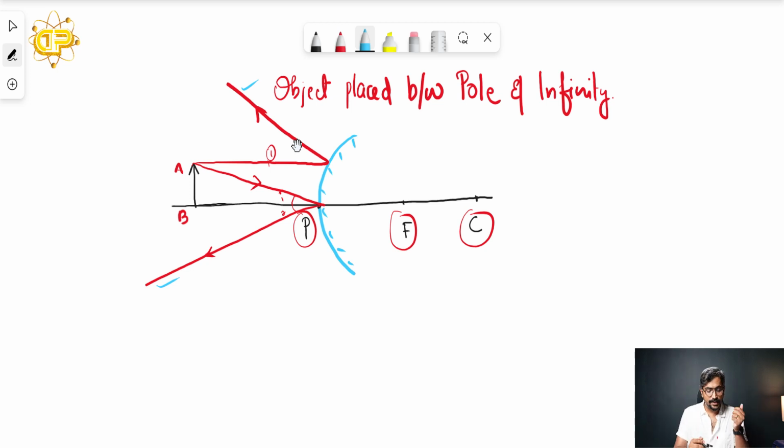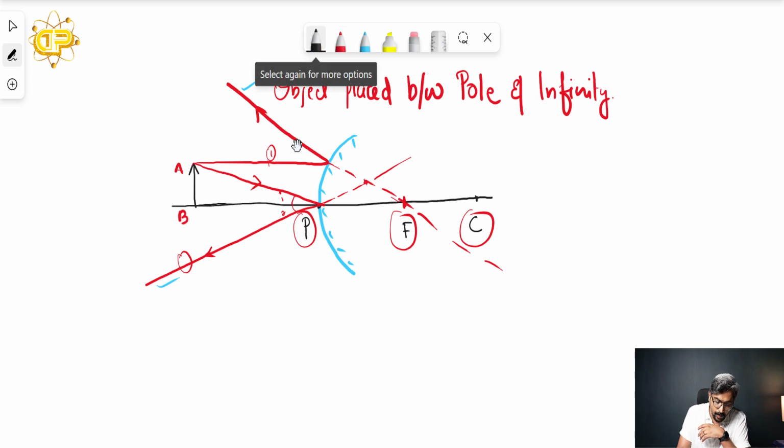They will not meet anywhere in real condition. So what you will do, you will extrapolate. Extrapolate means you will extend it backward, and you can see that this ray which is parallel to the principal axis will diverge, and if you extrapolate, then definitely that extension will move through the focus, and in this case, this particular ray, if you extrapolate, you can see that it will move, and at this point they will meet. That means at this point, as the two rays are coming from point A, this point will be A dash, and this will be the head, and here you will get the image.